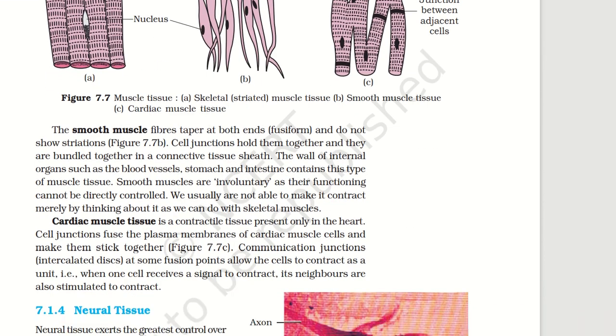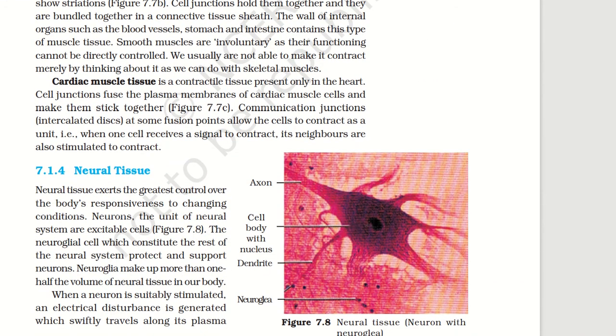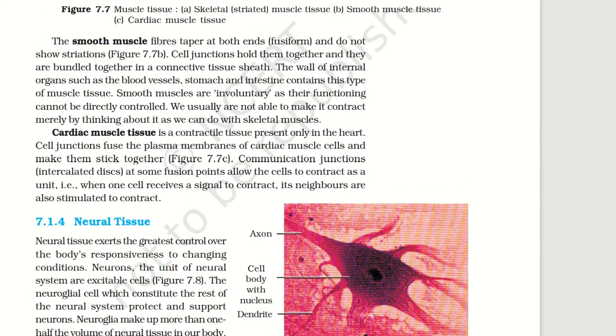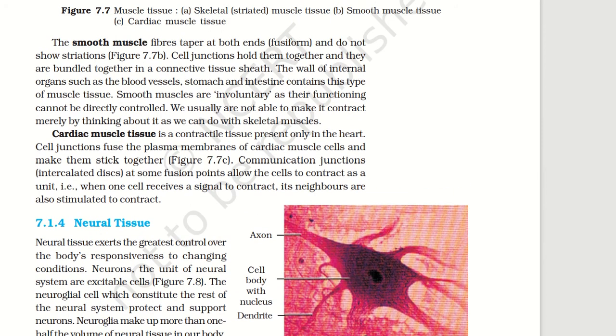So let's see the theory part. The smooth muscle fibers taper at both ends. So you could see in the diagram that they have sharp edges at both the ends. And this kind of shape is called fusiform. Smooth muscles are non-striated, because we do not see any striations in smooth muscles.